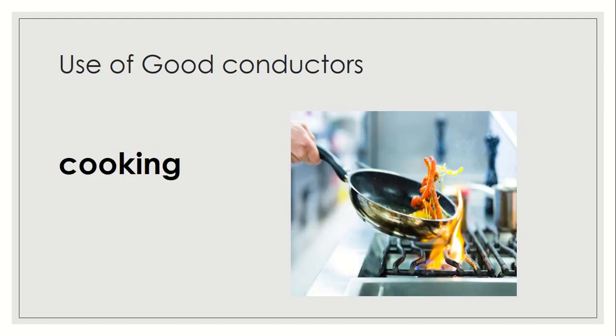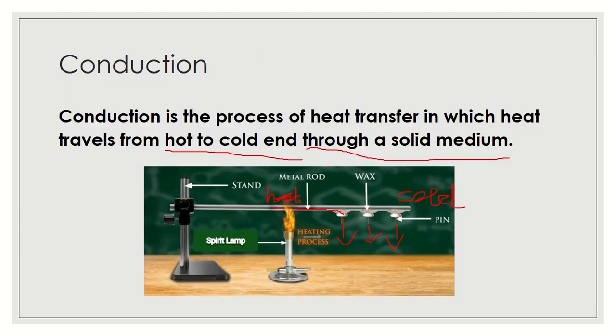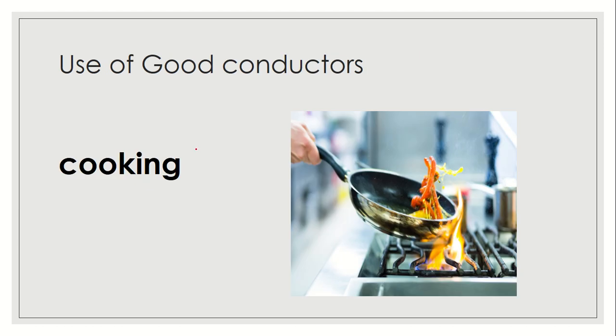Now, let us learn about the uses of good conductors. First of all, why is there a need for good conductors? That question arises in my mind. The answer is that in some cases we need the heat to be conducted through them easily, meaning pass through them easily. For such activities we need good conductors. The best example is cooking.